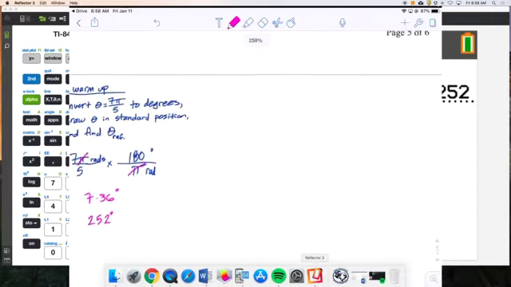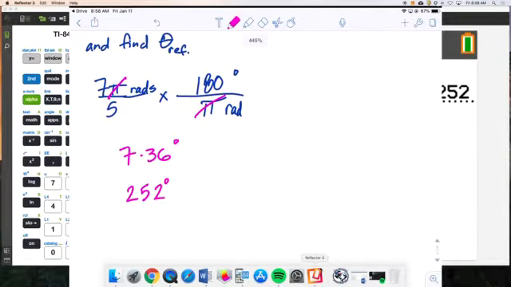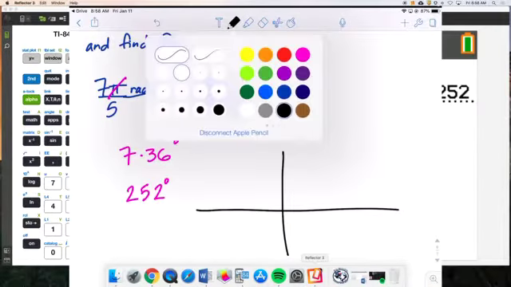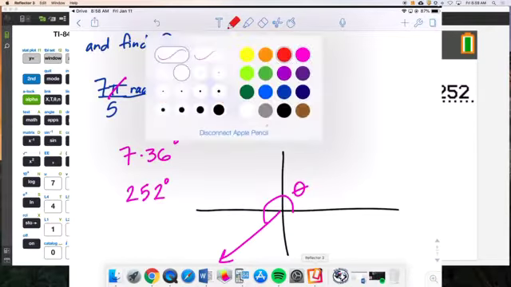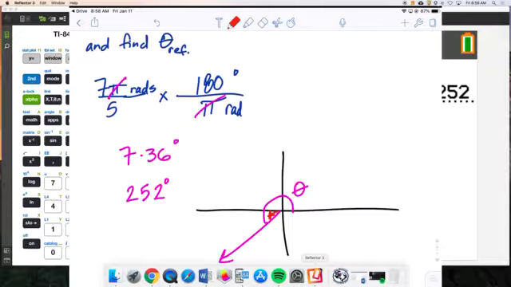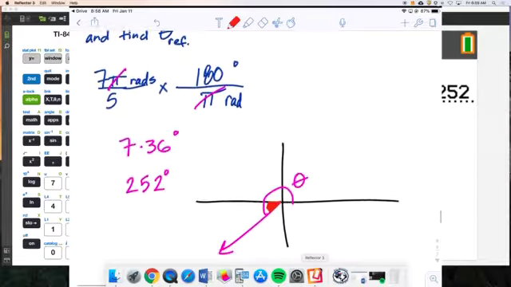Now let's go ahead and draw it in standard form. So y-axis, x-axis, 252 is going to terminate in what quadrant? Right over there. Yeah, there you go. And we'll call that theta. And the reference angle, let's identify that. The reference angle is this little red guy right here. It's that small positive acute angle between that terminal ray and the x-axis.